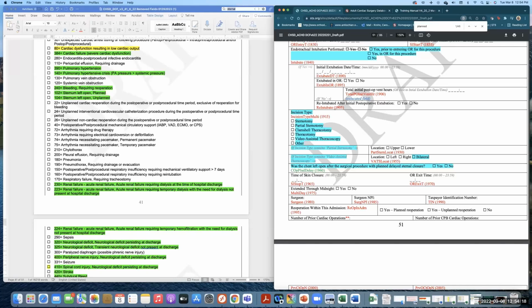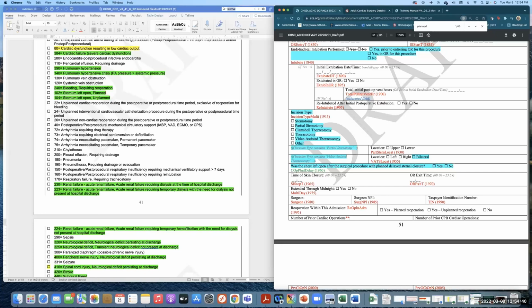Okay. Sometimes the chest is left open when they didn't plan on leaving it open when they started the operation. This field makes that scenario difficult. Nope, you just say the sternum was left open. You're not worried about whether the sternum was left open planned or unplanned. We completely took that away. We are just saying, was the sternum left open?